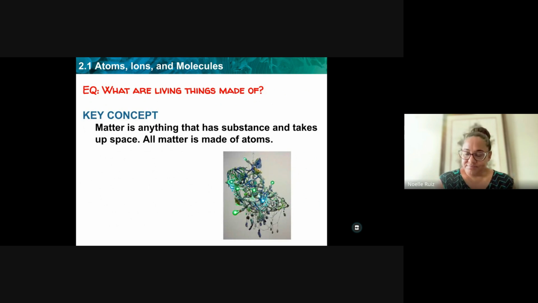So, starting, I gave you an essential question this time, so you don't have to generate your own essential question at the end. Just write this one down, unless you want to make your own. That's totally fine. But our key concept for the day, matter, is anything that has substance and takes up space. And all matter is made of atoms, which was that picture that I just asked about on the previous slide. You guys should have all seen an atom at some point in your academic career, in your school life.